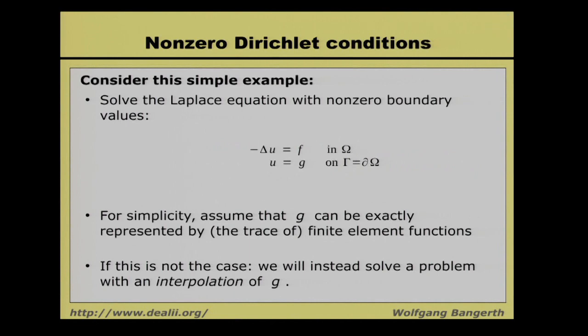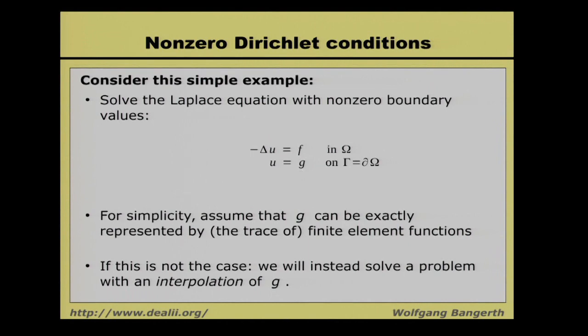So to consider an example, let's think about the Laplace equation. So I'm going to consider minus Laplace u equals f in the domain, and on the boundary, I'm assuming u equals g. So for simplicity, now I'm going to assume that g can actually be exactly represented by finite element functions. So let's say that would mean that in the simplest case, g is just a piecewise linear function between any two nodes on the boundary.